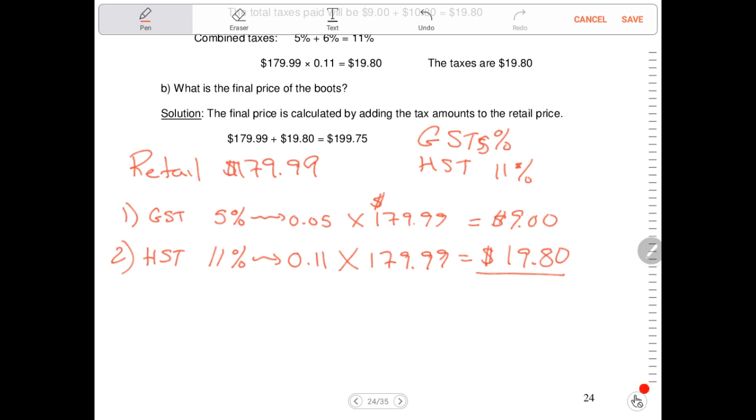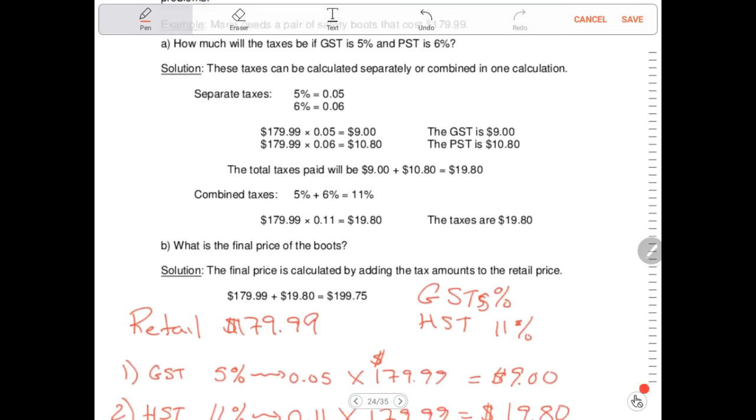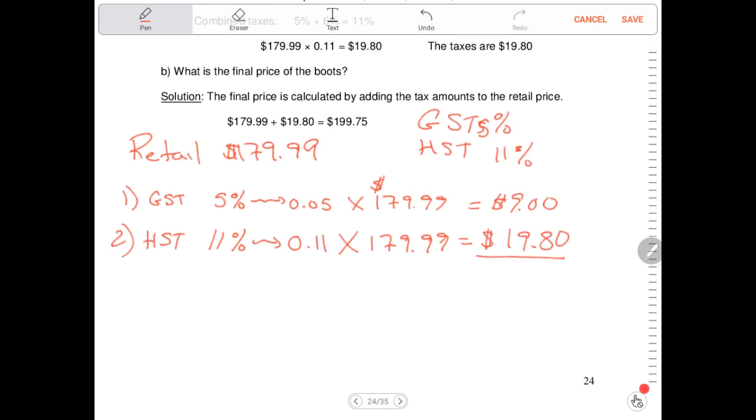Okay. Oh, shoot, and I made a mistake here. Sorry, everyone. The HST was not 11%. The HST was 6%. I apologize. I'll just do that here. 6%, and that just changes my value right here to 0.06. And if I go 0.06 times $179.99. Sorry, everyone, that's $10.80. I apologize.